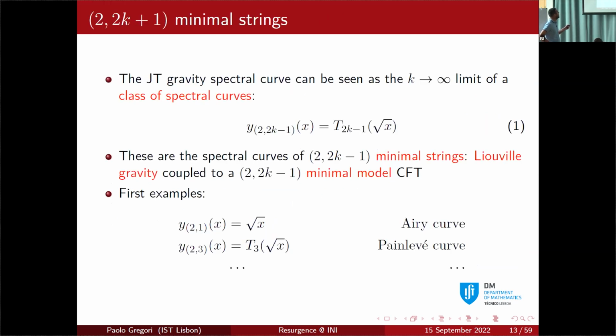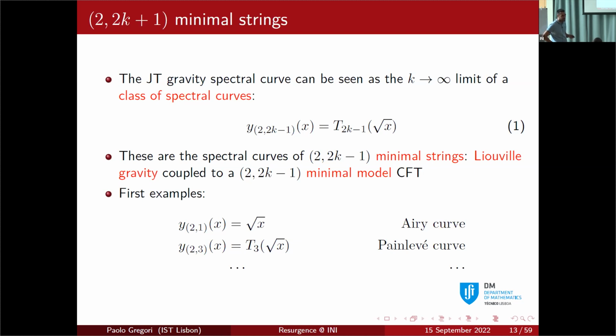Now, this is not all we did, in the sense that we actually started from another class of spectral curves, which are the spectral curves of (2, 2k-1) minimal strings, which in the k to infinity limit, if we take it in a particularly careful way, give you the JT spectral curve. So what are minimal strings? Also, it's not going to be very important what their worldsheet theory is, but you can see them as a Liouville model coupled to some conformal matter in the form of a (2, 2k-1) minimal model.